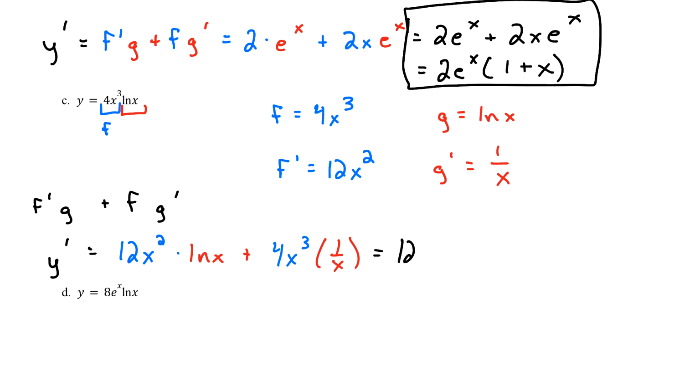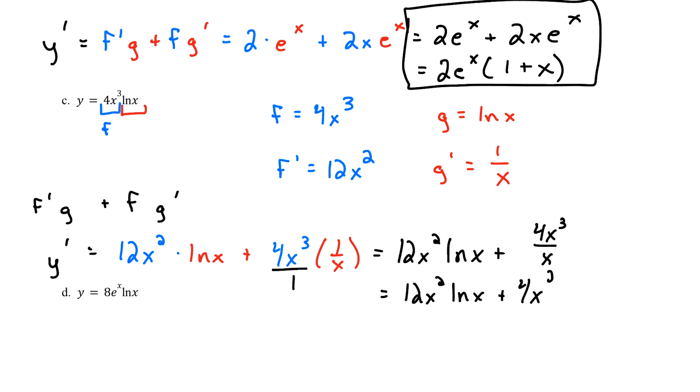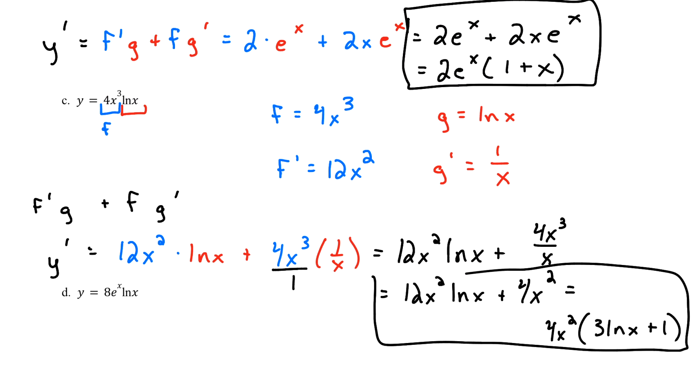We can say, okay, well, that's 12x squared times natural log of x, plus if I multiply these two, this is really 4x cubed over 1. So this would be 4x cubed over x, or you might see that right away and say, well, I can simplify that to be 12x squared natural log of x plus 4x squared. I think that's a good stopping point, but again, if you wanted to go a little bit further, if you wanted to factor this, we can factor out 4x squared, and then that would leave me with, oh, let's see, I've got 3 natural log of x plus 1. Either one of these, I think, is a great answer for this particular problem.